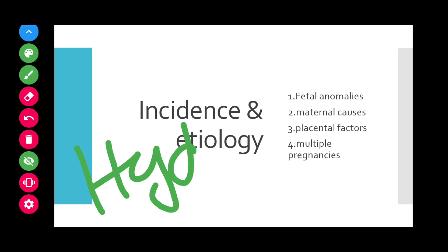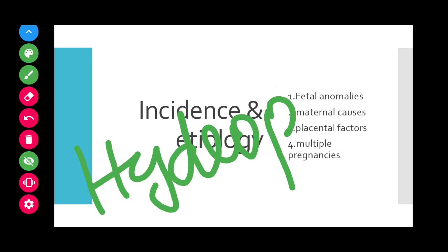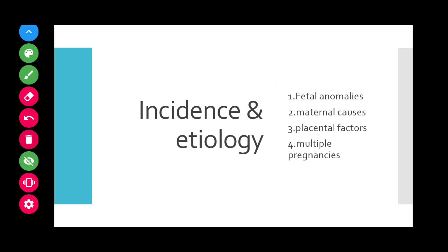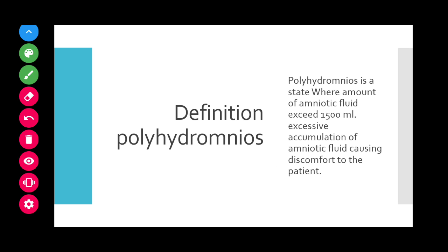Hydrops fetalis is a condition that occurs when a large amount of fluid builds up in the body's tissues and organs, causing extreme swelling. So these are the causes in fetal anomalies: anencephaly, open spina bifida, esophageal and duodenal atresia, and hydrops fetalis.